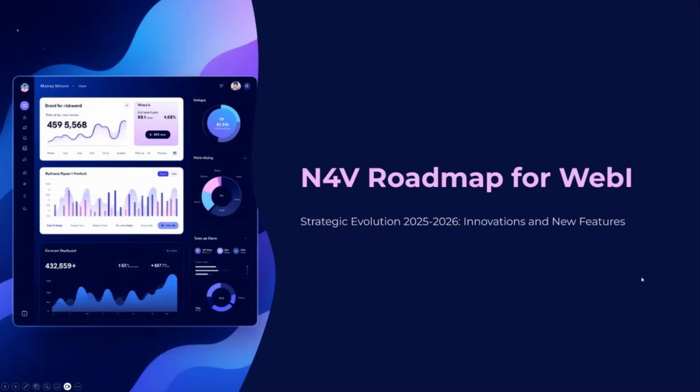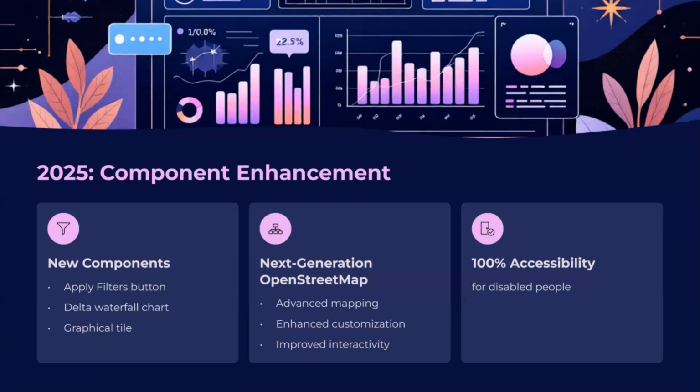All right, so let's talk about the roadmap for Need for Viz, where we went in 2025 and where we're going. So 2025 was a huge year of innovation. We released new components. The apply filter button is one of my favorite ones. So you have a button that you can put anywhere in the report, and you can click multiple navigation components, your drop downs, your buttons, what have you, and then one click have them filter everything at the same time instead of individually. We introduced new simple graphical tiles, which are great, and a Delta waterfall chart, which has been awesome.